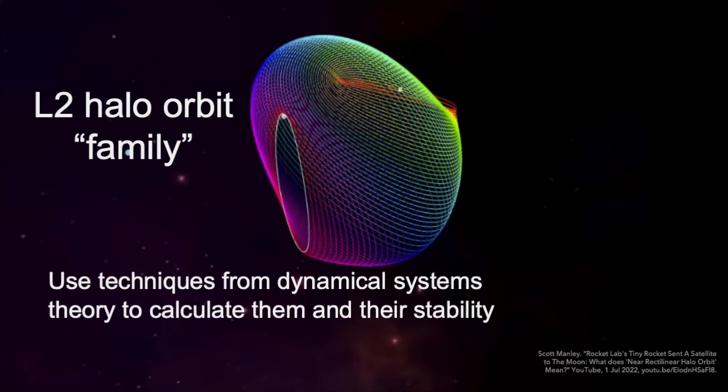And how do we calculate these? Well, we need to use some techniques from dynamical systems theory to calculate them and their stability, which is useful because then you could calculate the whole set of trajectories that actually winds onto these. That gets back to those asymptotic orbits.